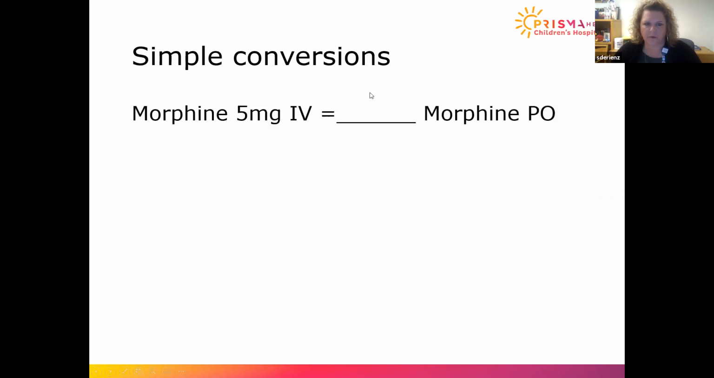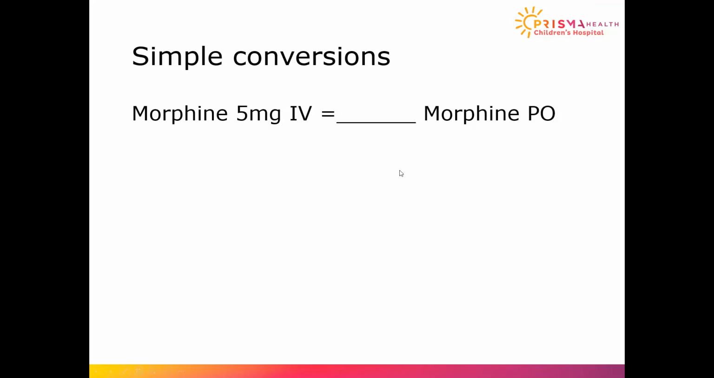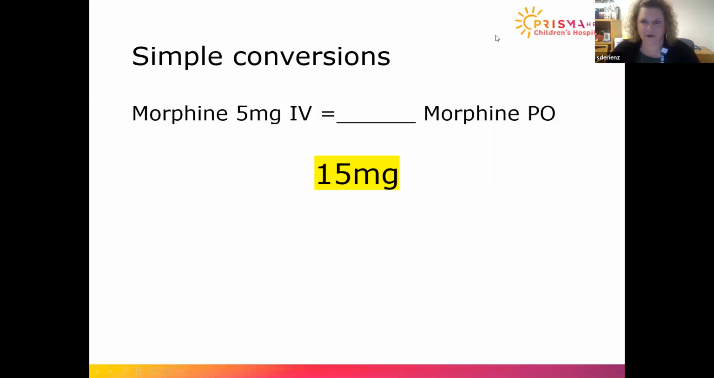So morphine 5 milligrams IV equals how much morphine PO? Do you might have an answer? 15. 15 is correct. So 15 is your answer for this calculation. Okay.